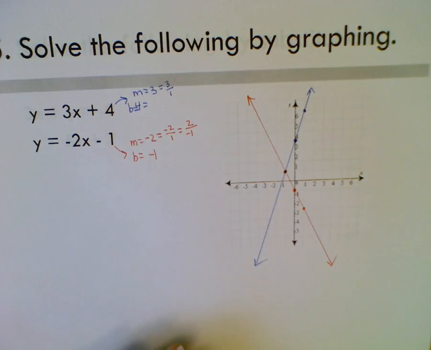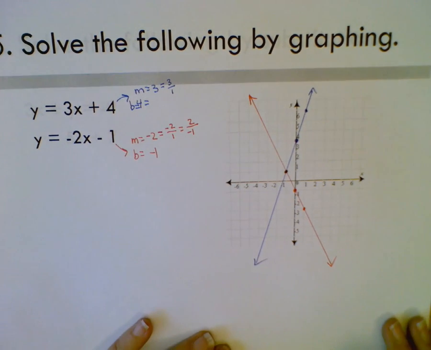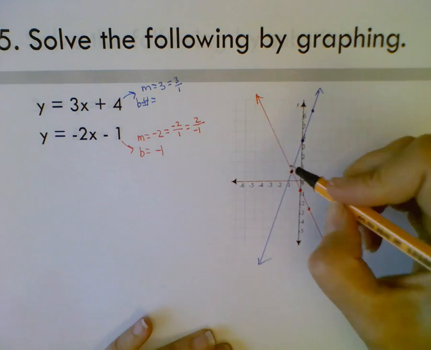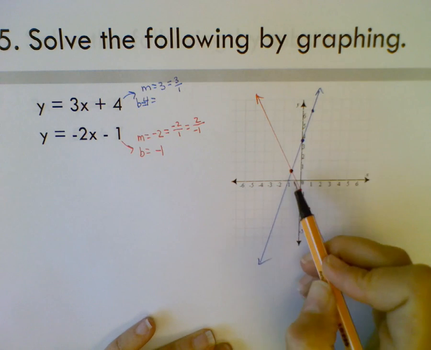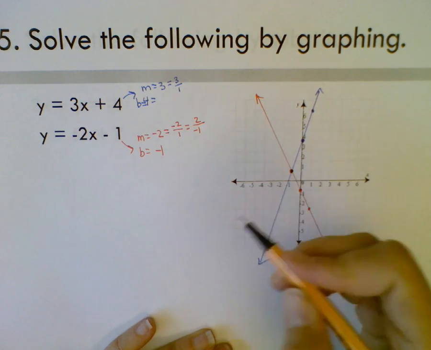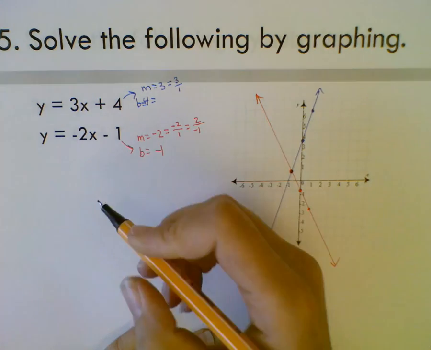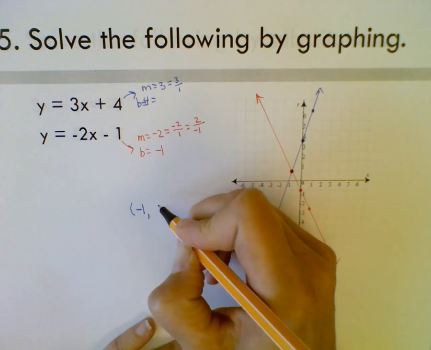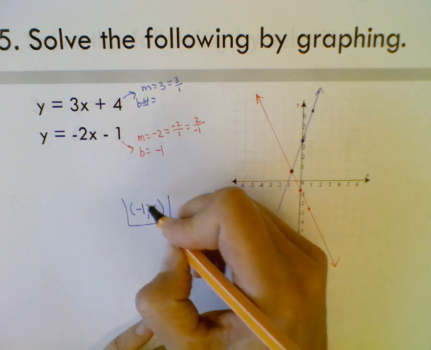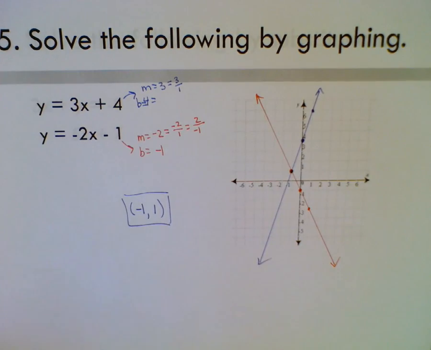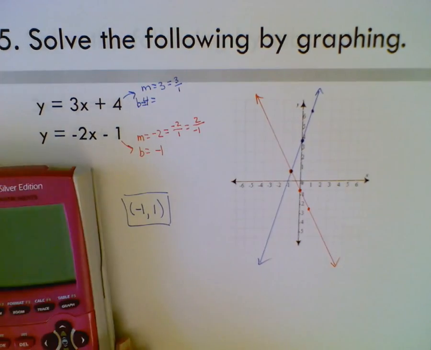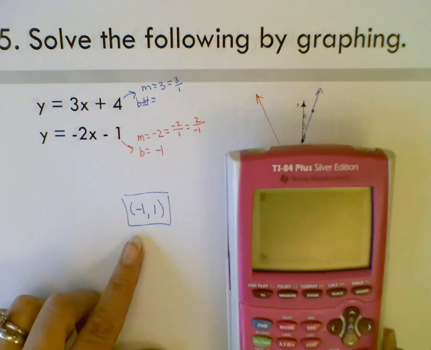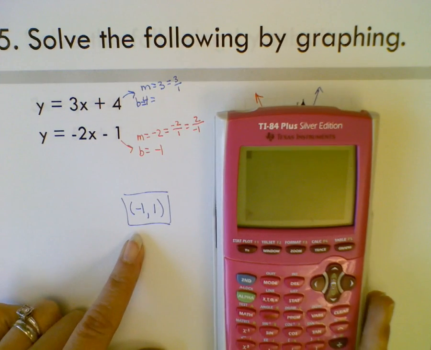Okay, remember that the solution to the system is always at the point of intersection. So that point right there that lies on both lines, (-1, 1), is our solution. Now remember, we can check that. You can either check it by hand or you can check it just using your calculator.